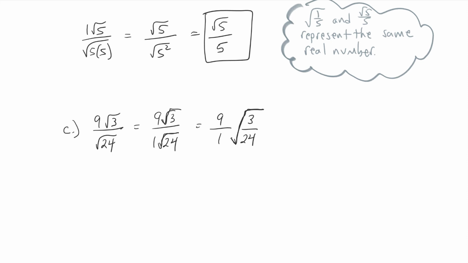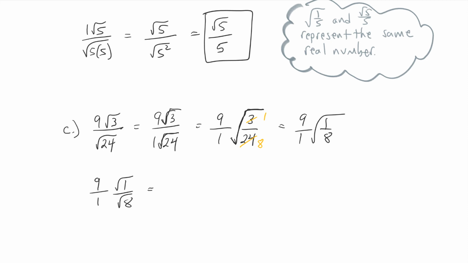Now, why would I want to do that? Because 3/24 is really just 1/8. So I end up with 9 times the principal square root of 1/8. So basically, I got to simplify that fraction before I do anything else. It just makes my numbers easier to work with. So now I can go back and split them back apart. And now all my square root stuff will be a little bit easier.